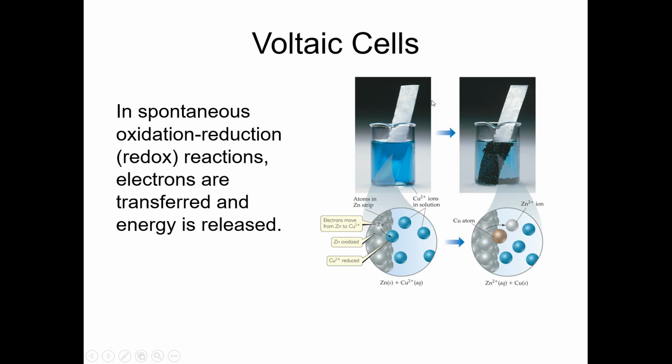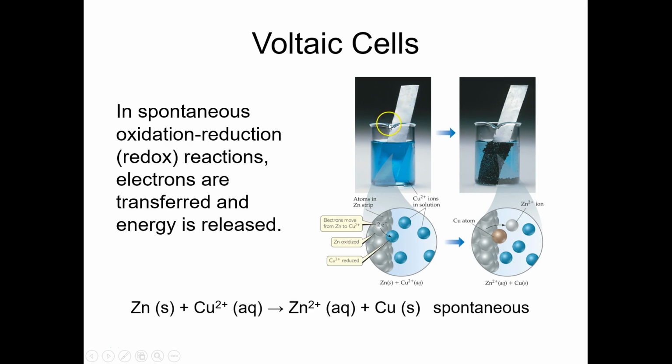So let's take a look at a reaction here, and the reaction is the reaction of zinc metal with copper 2 ions to form copper metal plus zinc 2 ion. And so there are a couple pictures here. What happens if you take a strip of zinc and you put it into a solution of copper, in this case it's copper sulfate, copper 2 ions are blue. What happens then is this spontaneous oxidation reduction reaction.